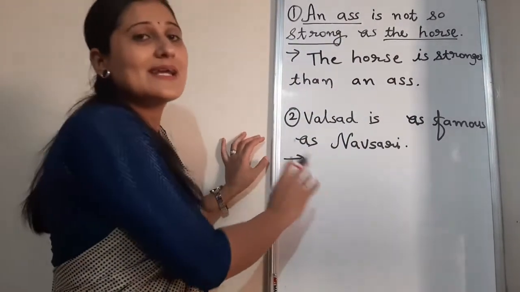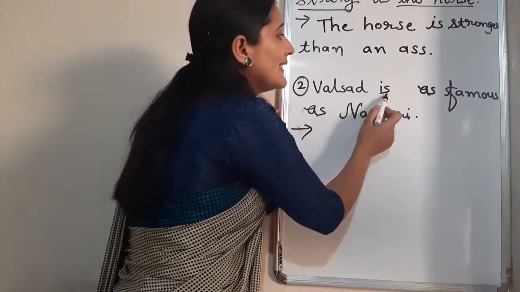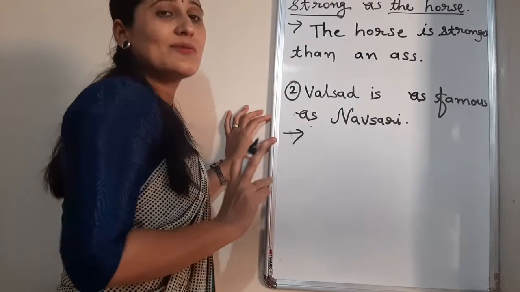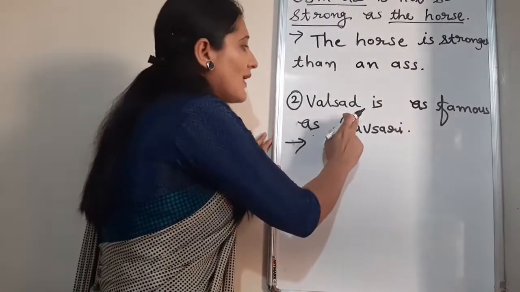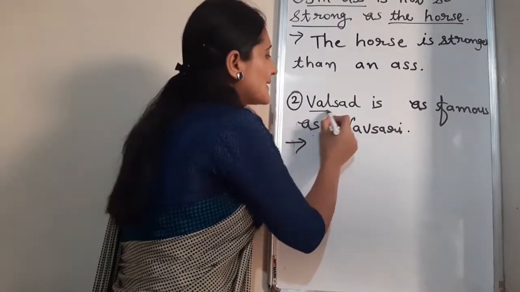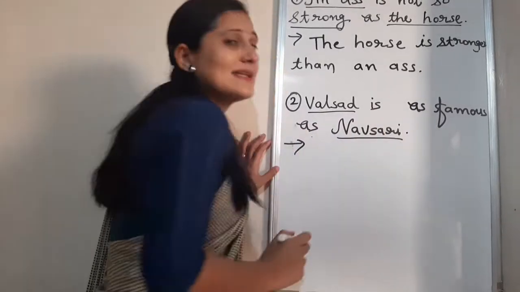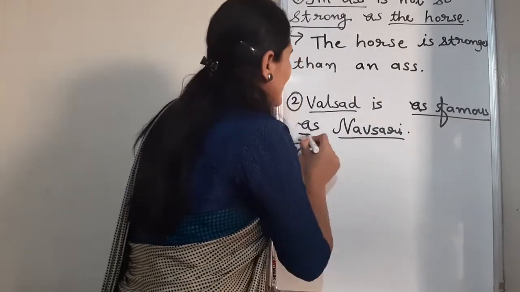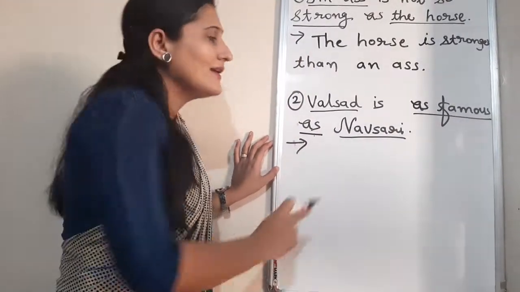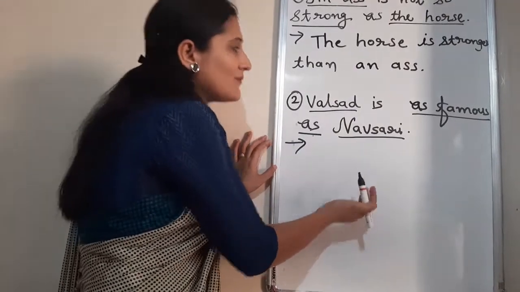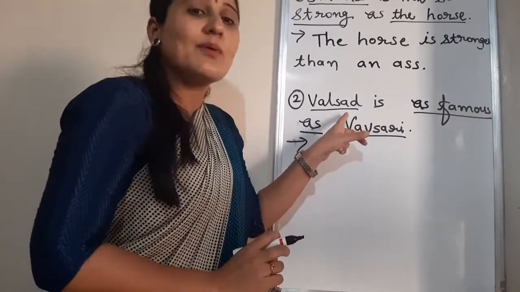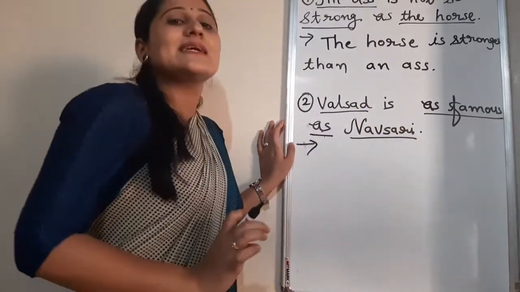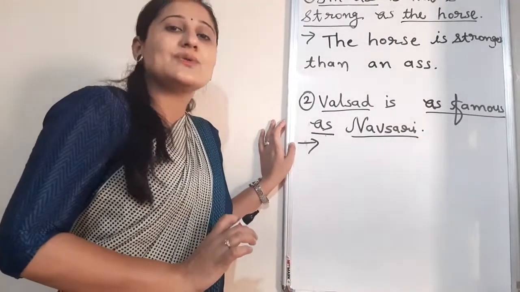Let's have a look. Second example. Valsad is as famous as Navsari. See, what did I tell you first? Check where the subjects are. Valsad and Navsari. These two are subjects. Then sentence as, adjective, as. So this is positive degree. We will turn it into comparative. Let's see. Is this sentence positive or negative? Not is not given, right? So this sentence is positive. We will turn into negative.